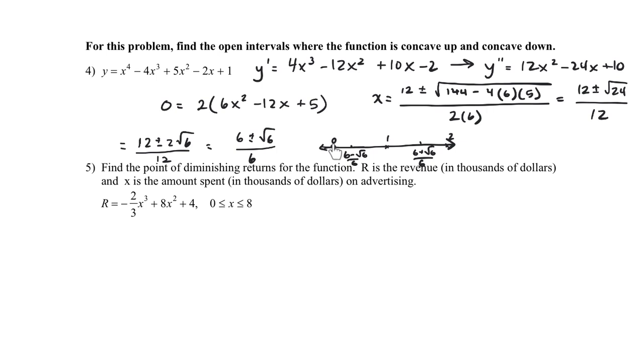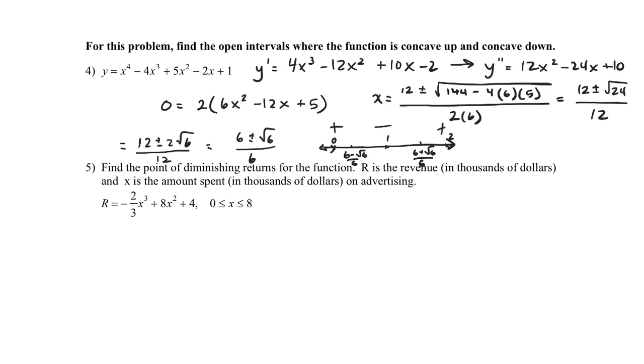So plugging 0 into the second derivative, we have 0 minus 0 plus 5, 5 times 2, that's positive. Plug 1 in as a test point. That's going to be 6 minus 12, that's negative 6. Plus 5 is negative. Times 2 is negative. So this is negative. And then plugging in 2, 2 squared is 4, times 6 is 24. 24 minus 24 is 0 plus 5. Times 2 is positive.